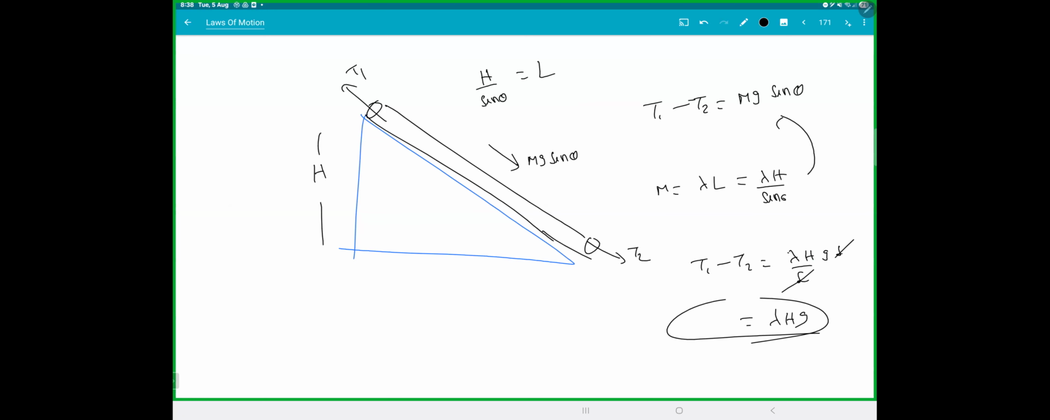You're getting what I did? Since you told me it doesn't depend on the shape, I will take whatever shape I want. I will take an incline because I know how to do that. I'll get the answer for the purpose of the exam.